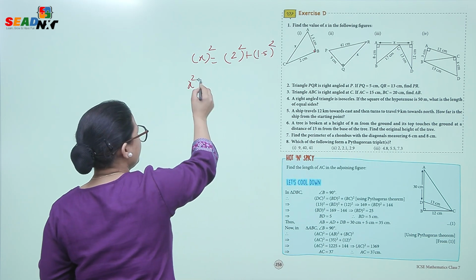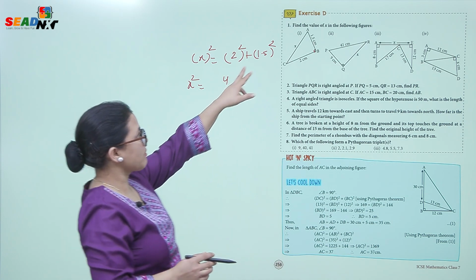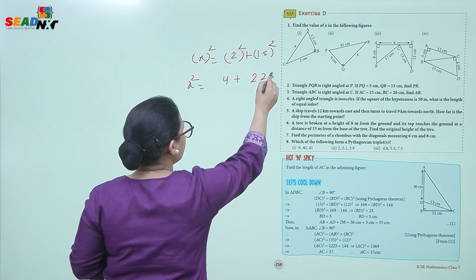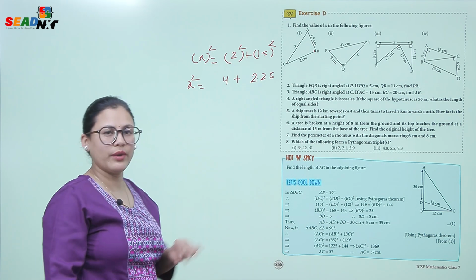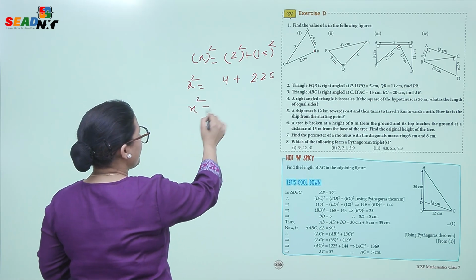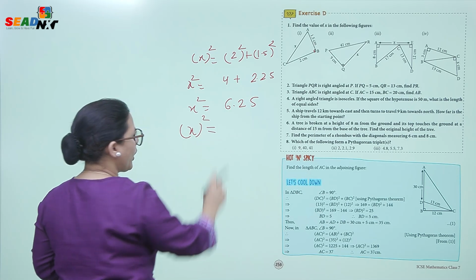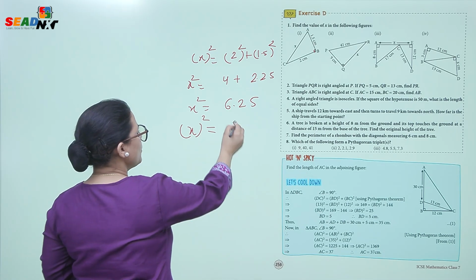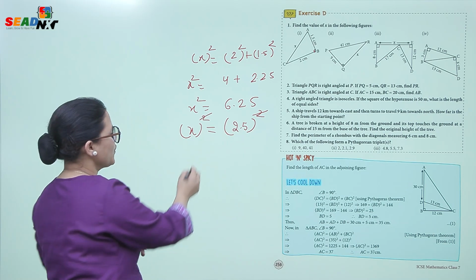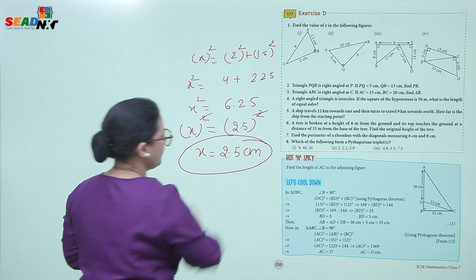So x square equals, 2 square is 4. And 1.5 square: if we ignore the point for a moment, 15 square is 225, but there is a point, so 1.5 square is 2.25. Now let's add: 6.25, which is x square. Now 6.25 is the square of what? It is the square of 2.5. The square cancels, so x is equal to 2.5 centimeter. This is the answer.